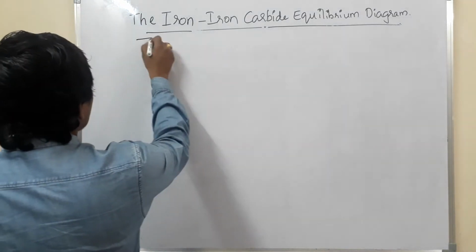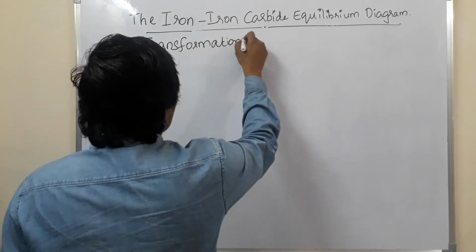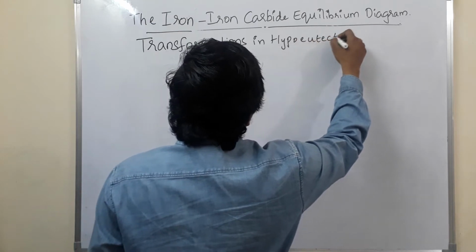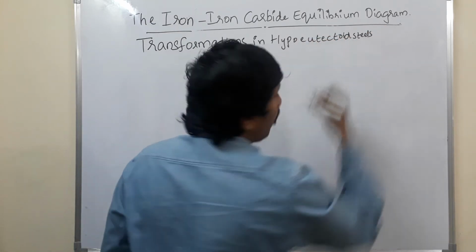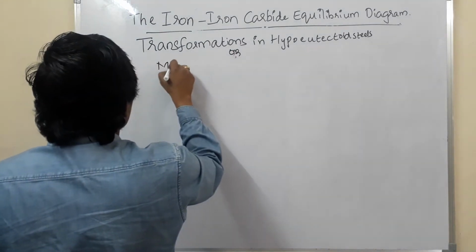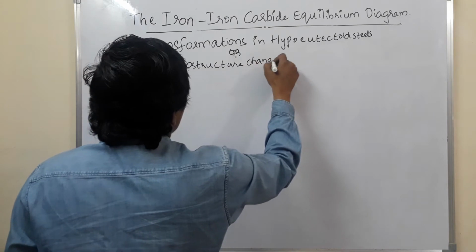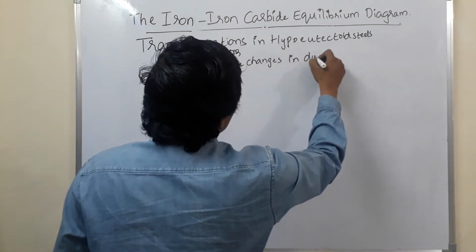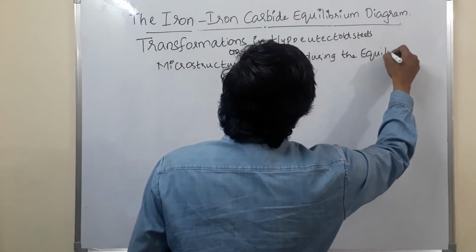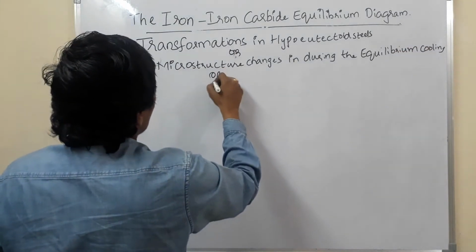In this class we will be discussing transformations in hypoeutectoid steels, or we are studying the microstructure changes during the equilibrium cooling of hypoeutectoid steels.